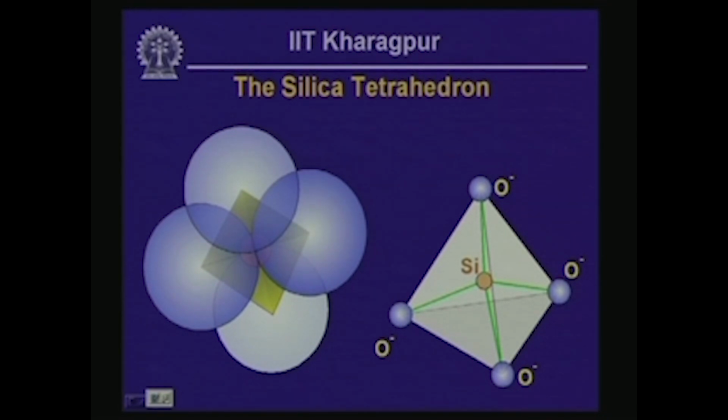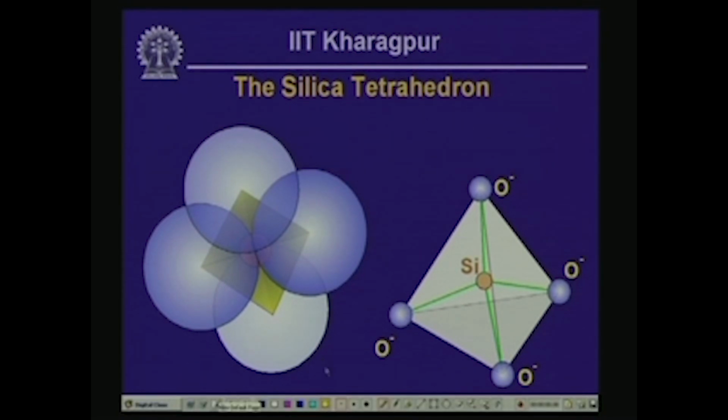Schematically, it is shown on the right. You can see that you have got a silicon atom near the center of the tetrahedron, and at the four corners of the tetrahedron there are oxygen negative ions. So, the silicon atom is at the center, and there are four oxygen ions at the corners of the tetrahedron.